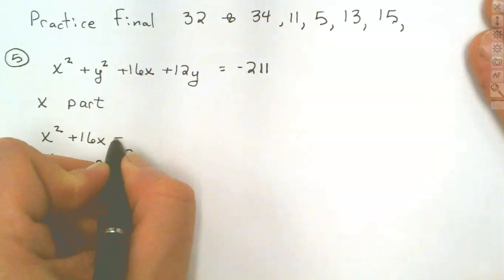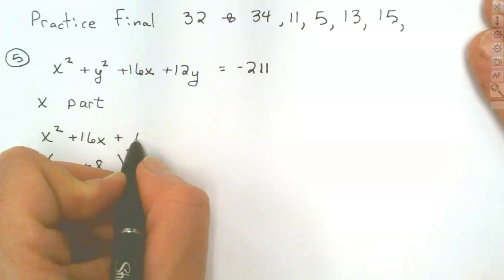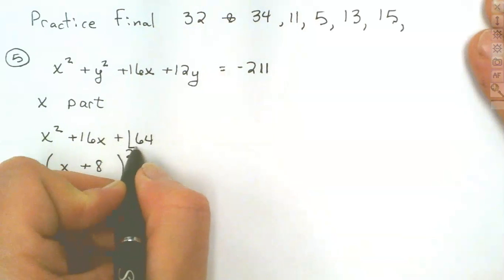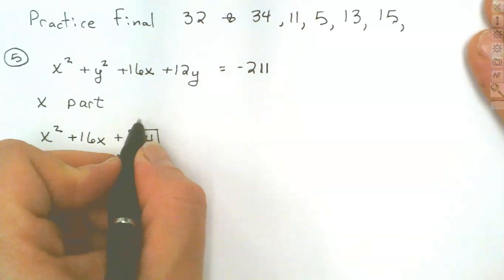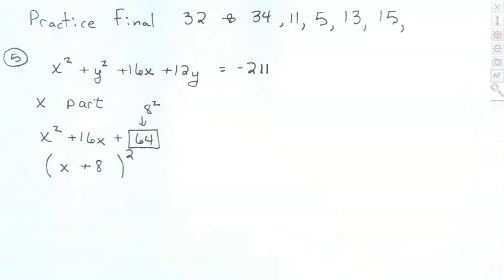And what's going to have to be added in? Well, we add in 64. Why do we add in 64? Because 64 is 8 squared. Half and square. On circles, half and square.